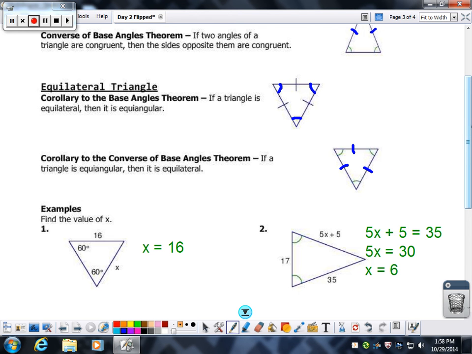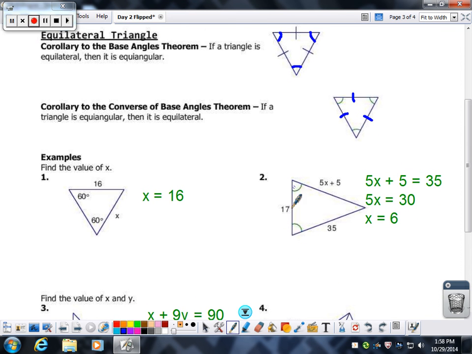All right, keeping these ideas in mind, let's do some examples. Number 1. It tells us that these two angles down here are both 60 degrees. So if these are our base angles, if they're the same, then the two legs also have to be the same. So if this side is 16, then x is also going to be 16.